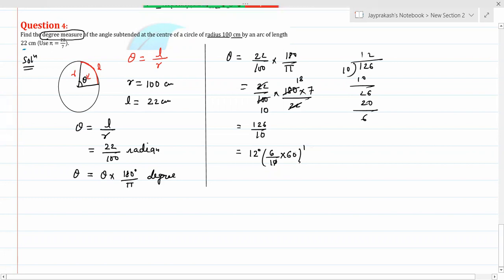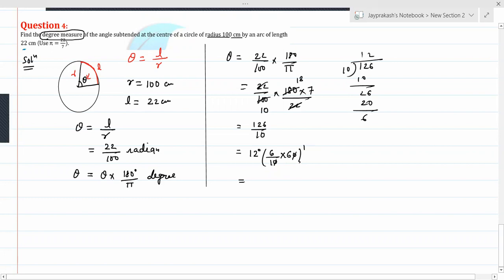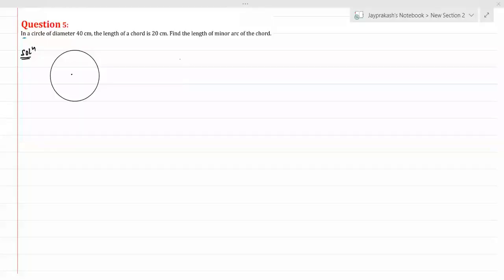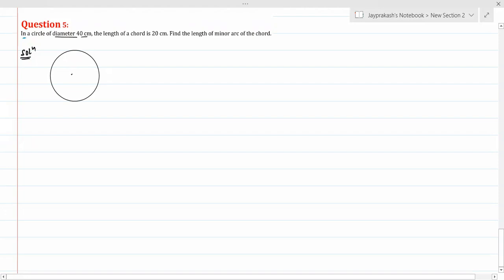So it's a 0, 0 cancel. So finally we have 12 degree and 36 minute. And equilateral angles are equal. Okay, correct. So we have, see here, because of that diameter, your radius will be 20 centimeter.